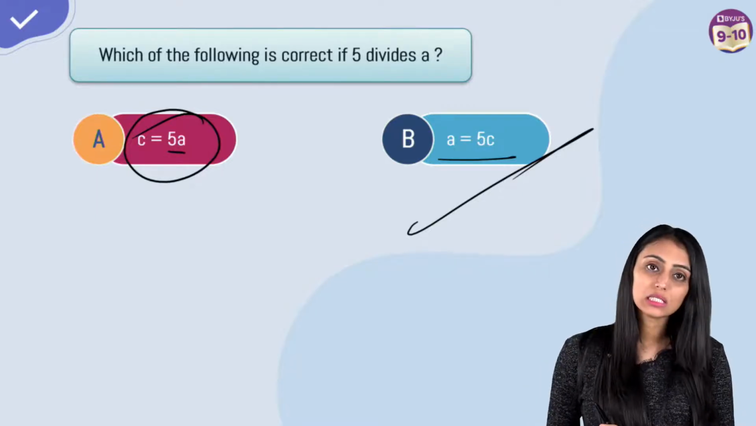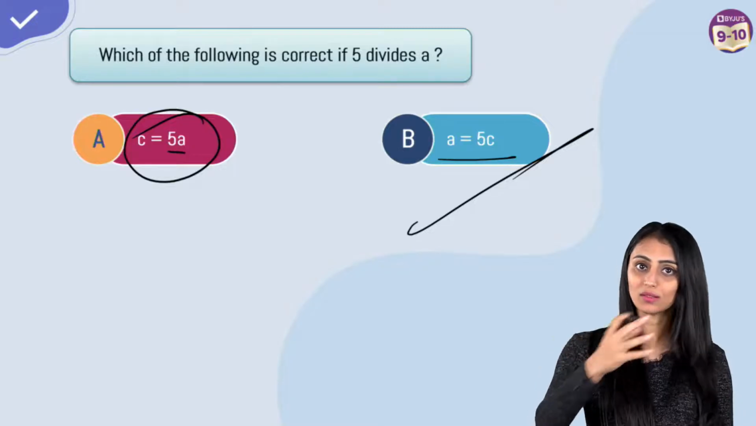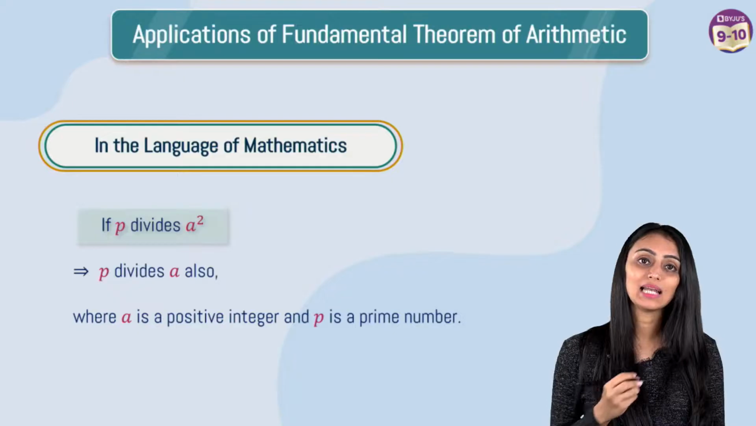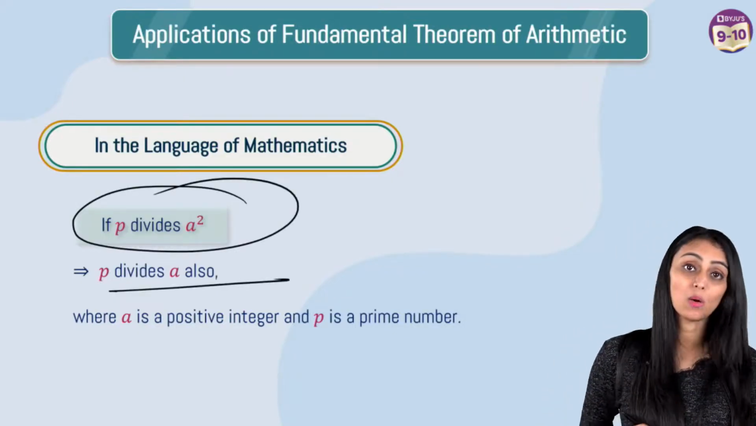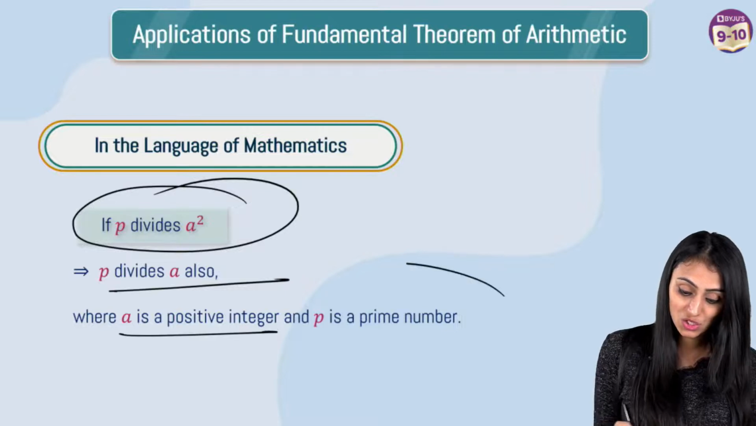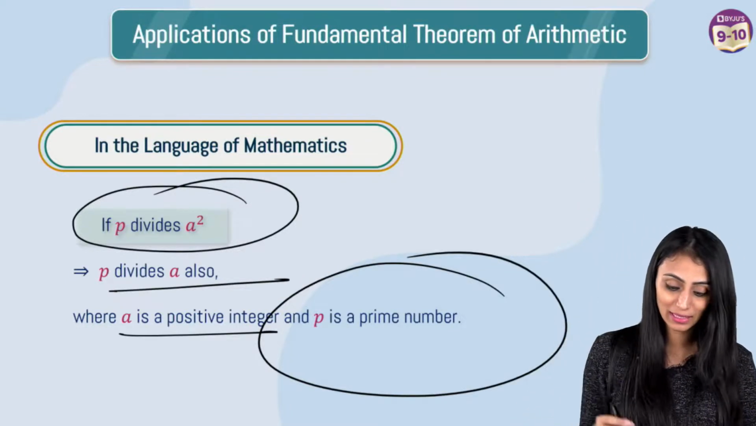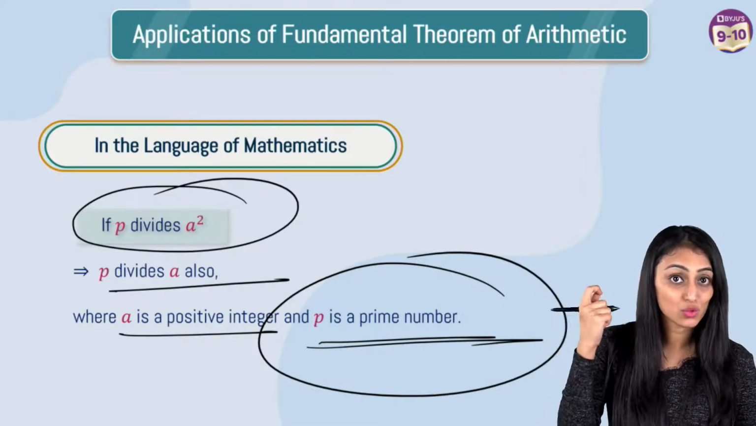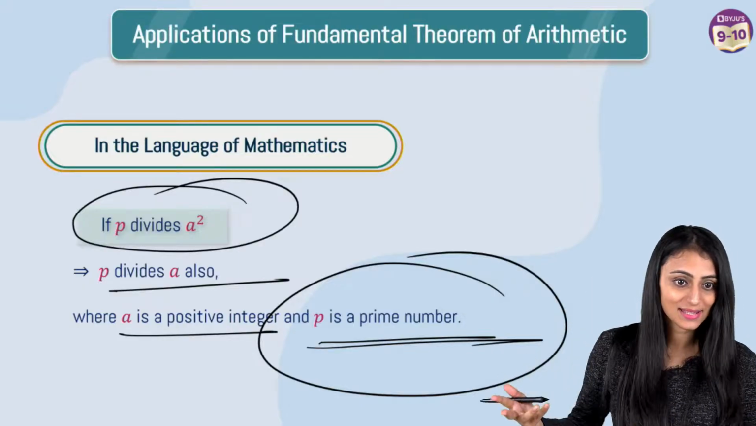So we just learned about the application of the fundamental theorem of arithmetic using a real life example, the two kids sharing apples. Now let's see that in the language of mathematics. If P divides A square, this implies that P will divide A also, where A is a positive integer and P is a prime number. Please keep in mind that P is a prime number here. Like the example that I used, 2 is a prime number. I used 7, 7 is a prime number. Yes?